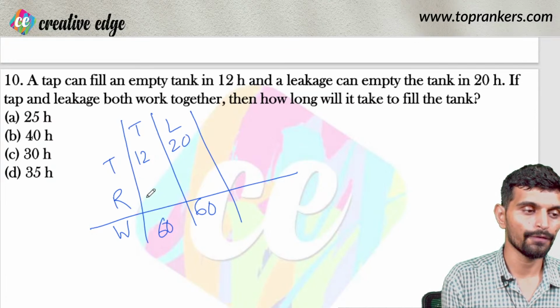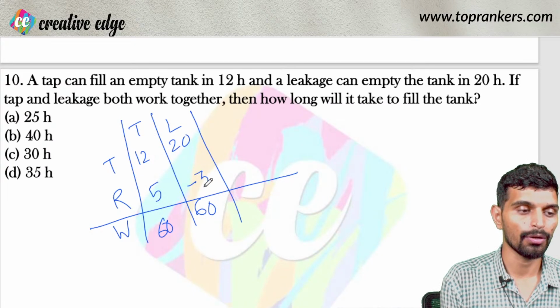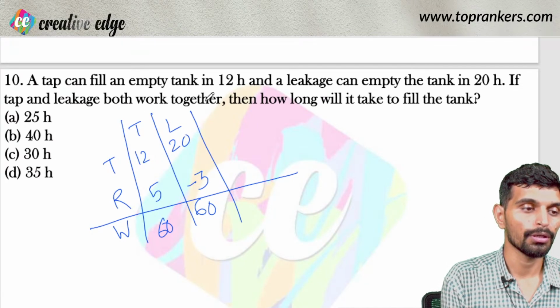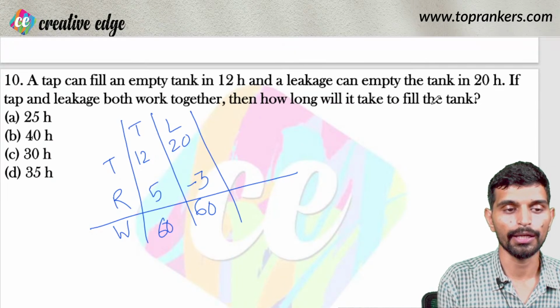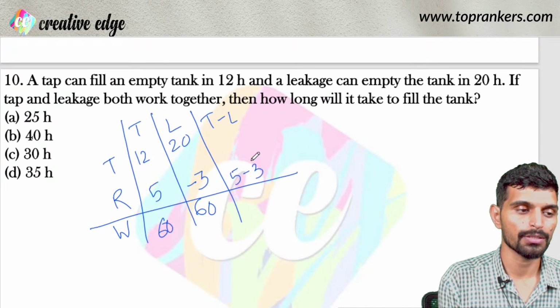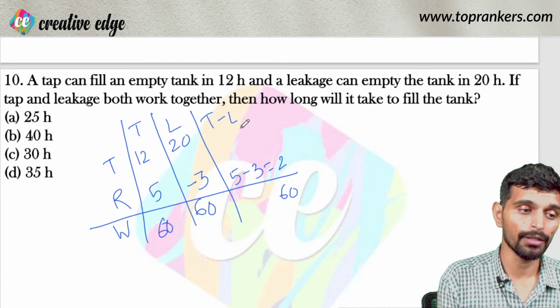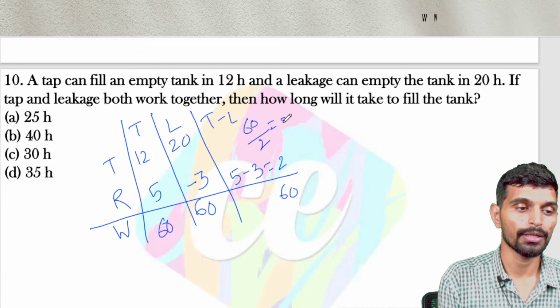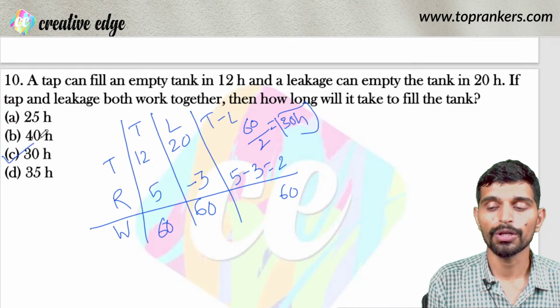So rate of filling the tank is 5 units and rate of emptying the tank is minus 3 units. So if tap and leakage both work together, how long will it take to fill the tank? So that will be tank minus leakage, that is 5 minus 3, 2. Effective rate is plus 2, so tank will be filled, and 60 by 2 is 30 hours is the time taken.